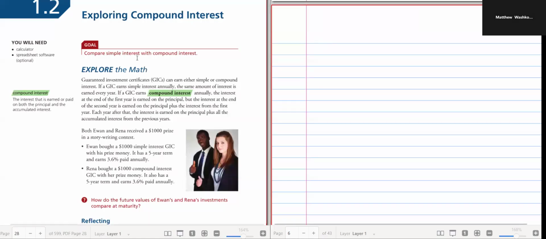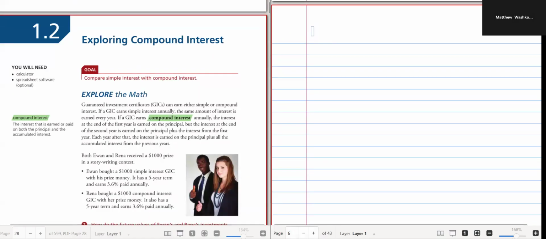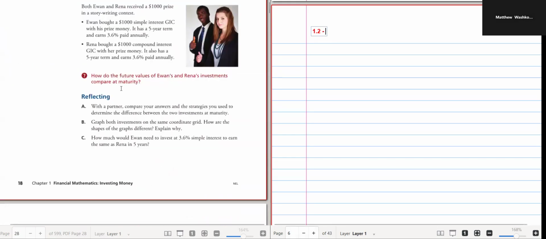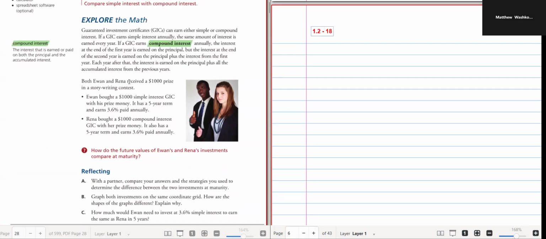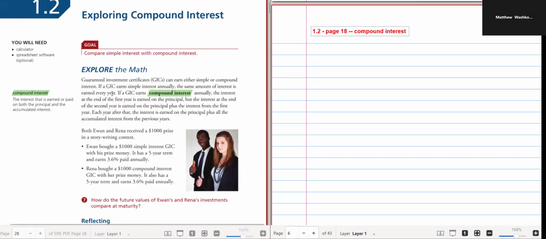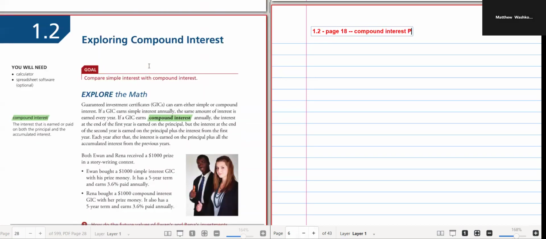Everybody, so now we are moving on here to Unit 1.2. So, again, write it in, Unit 1.2. This is on page 18, and this is compound interest. Now, there's going to be three different units where we look at compound interest, so you can think of this as like part one almost. This one's going to be pretty short and sweet.